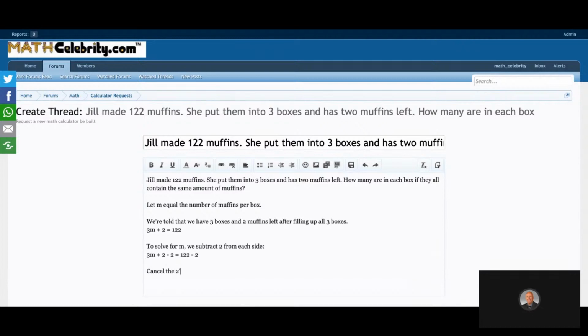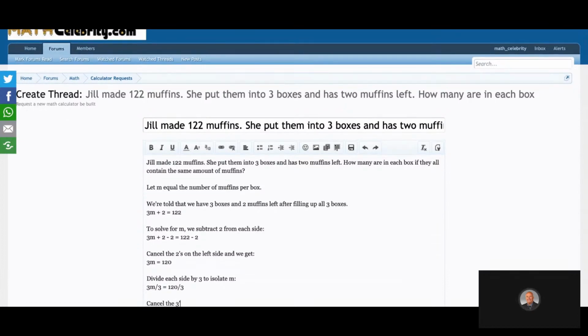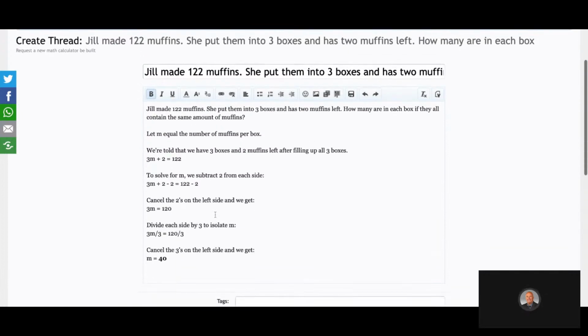Cancel the 2's on the left side, and we get 3M equals 120. Divide each side by 3 to isolate M. M over 3 equals 120 over 3. Cancel the 3's on the left side, and we get M equal to 40.